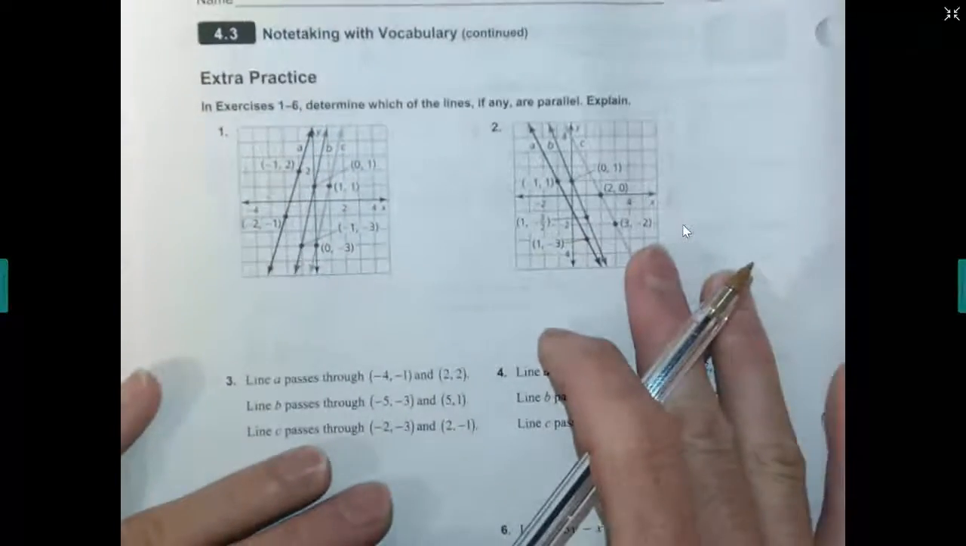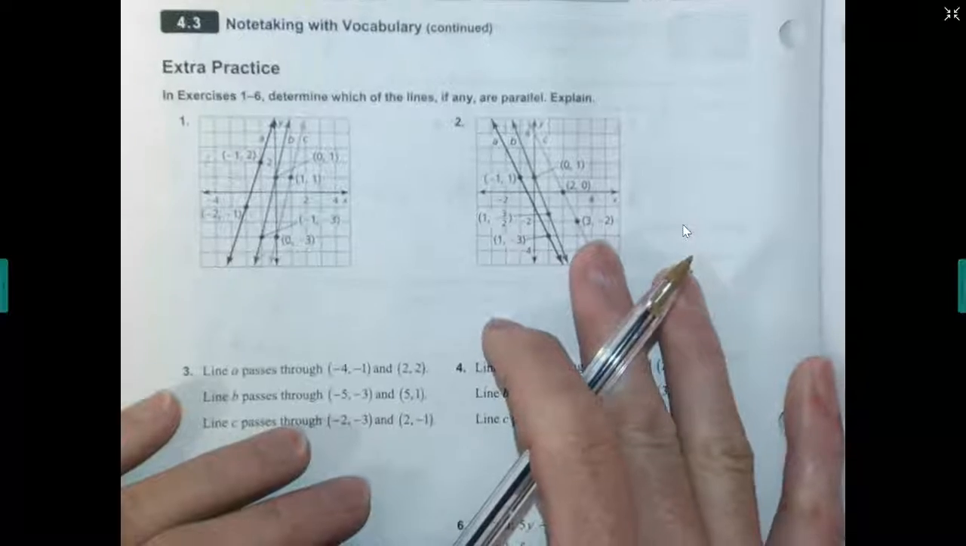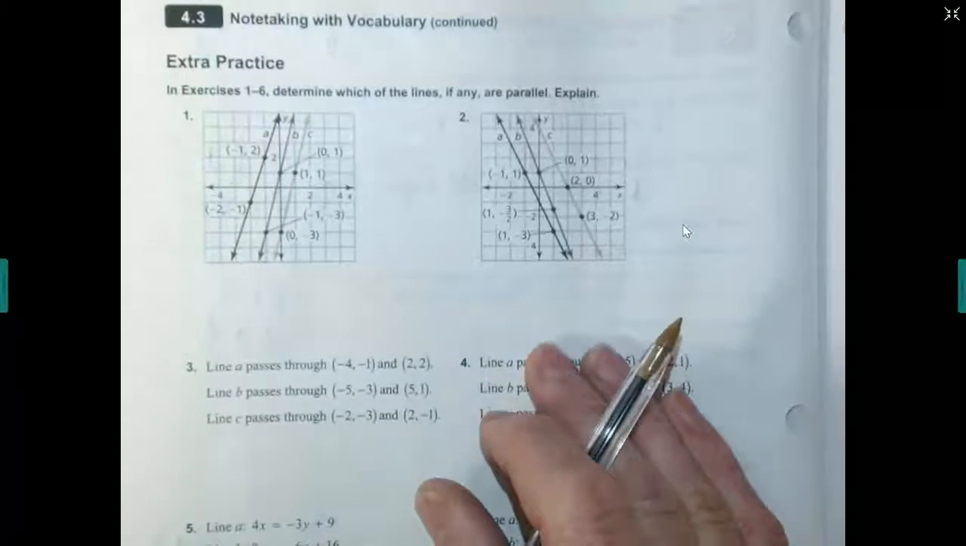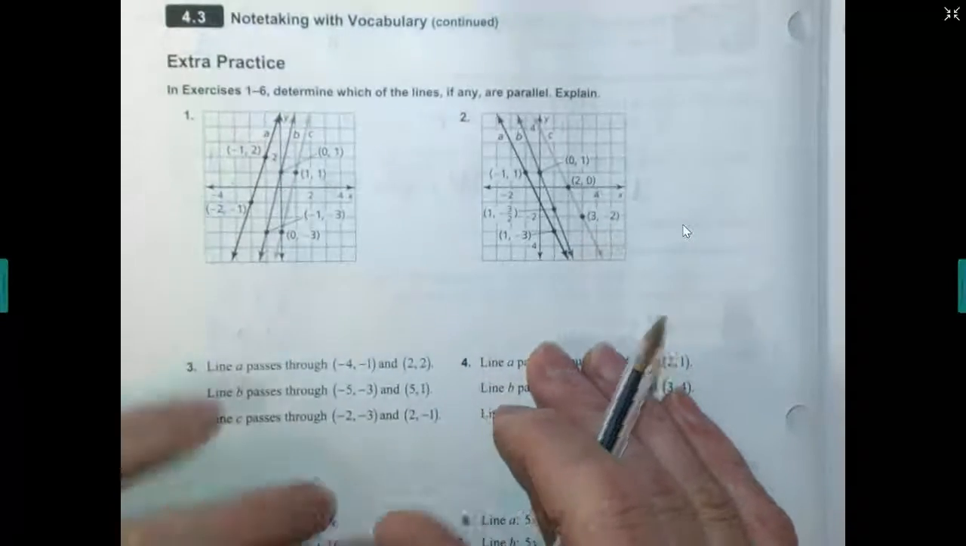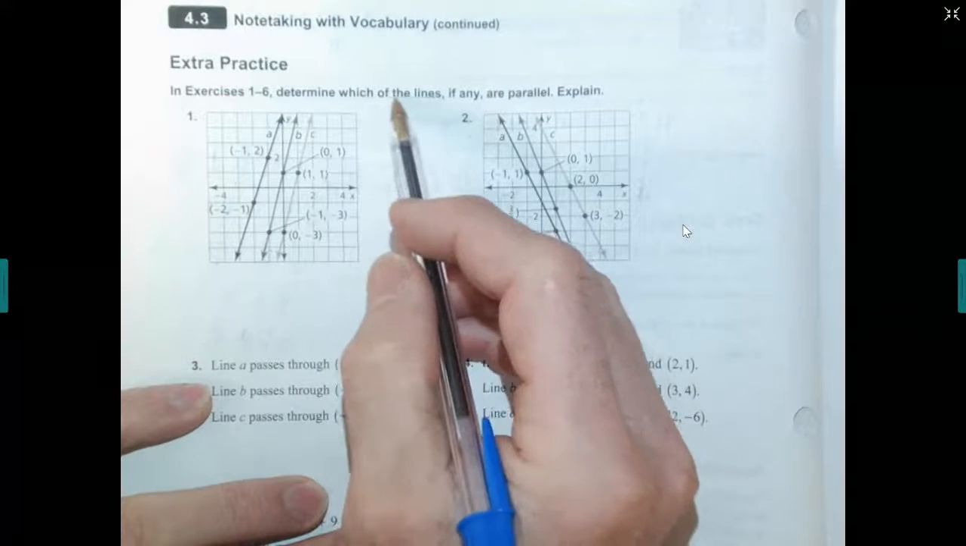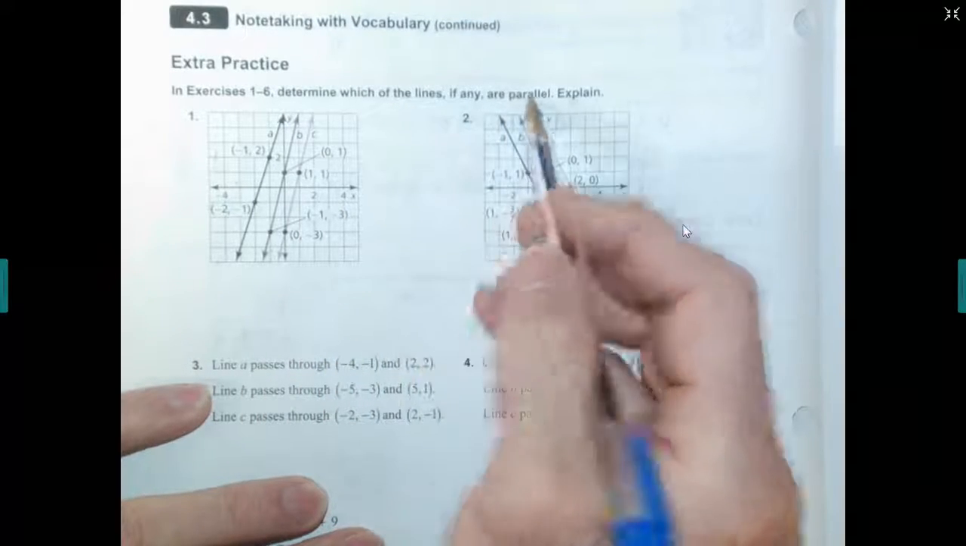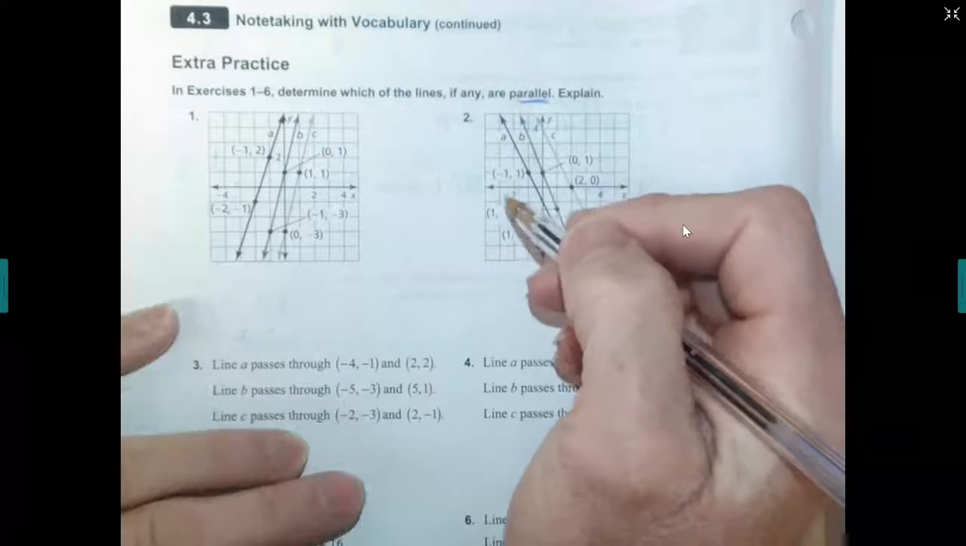All right, moving on to page 104. So I will do the odds, and you can do the evens. So let's check this out. In the exercise, determine which of the lines, if any, are parallel. So we're looking for parallel lines.